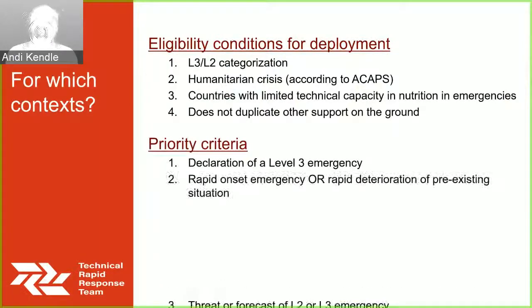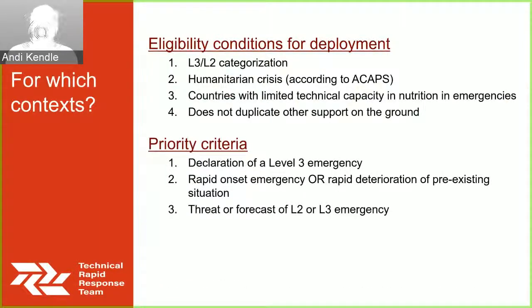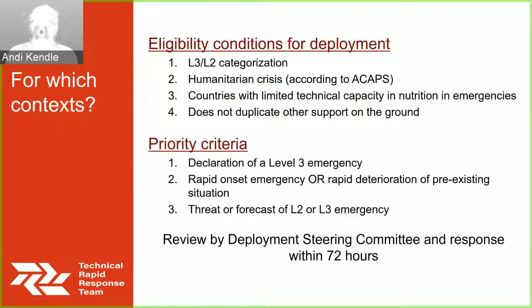Our priority criteria are if there's a declaration of a level 3 emergency, it's a rapid onset emergency or rapid deterioration of a pre-existing situation, or a threat or forecast of an L2, L3 emergency. Review by the Deployment Steering Committee is done, and we give a response within 72 hours, at least to let you know exactly where we are in the process, if it's going to be possible for deployment or not, or if there's more information that's required to work through to make a decision.